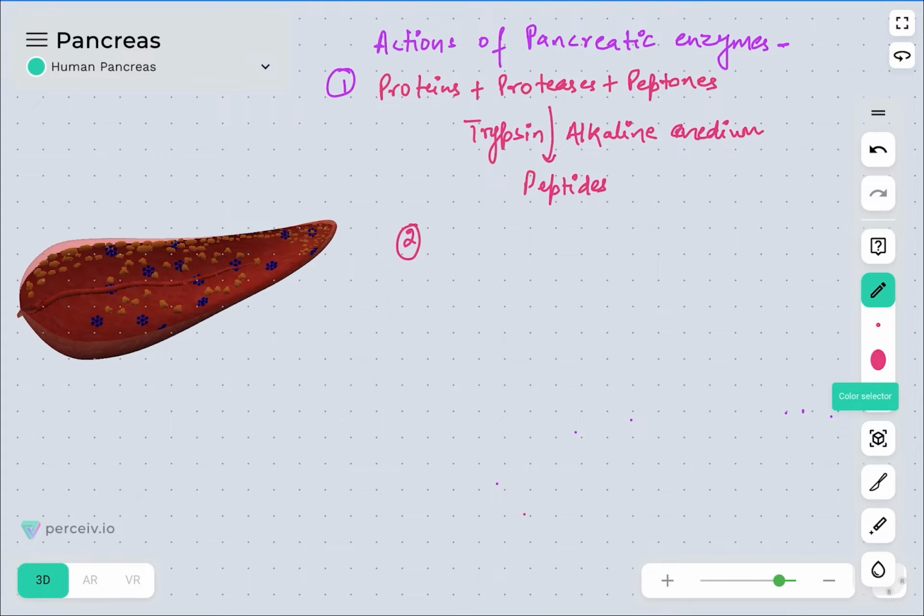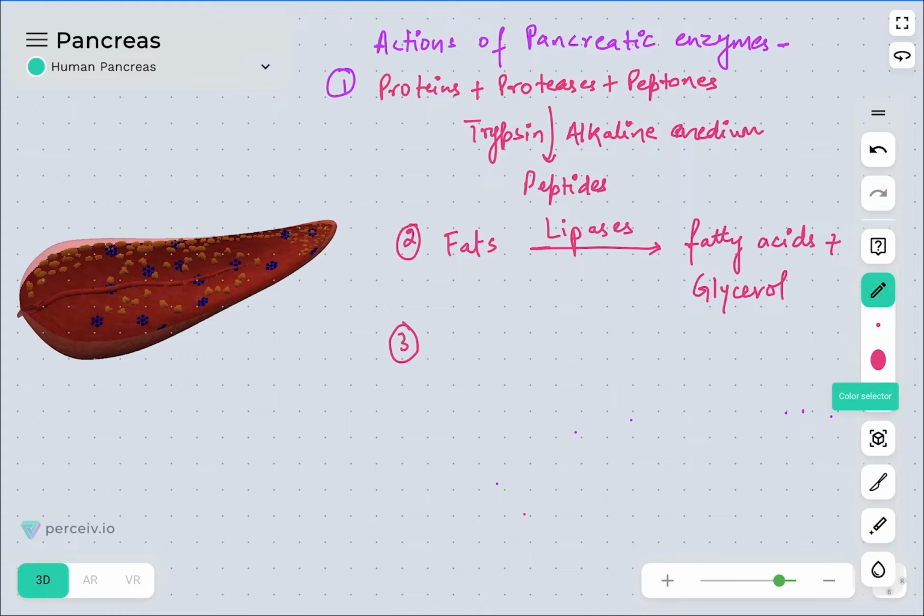The second action is on the fat. Now fats are complex lipid substances. So these fats, with the help of the pancreatic enzyme lipases, get converted into fatty acids and glycerol.